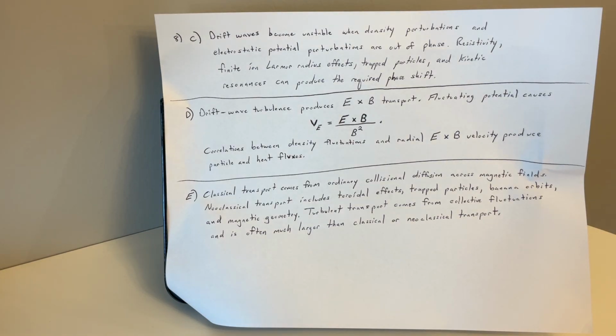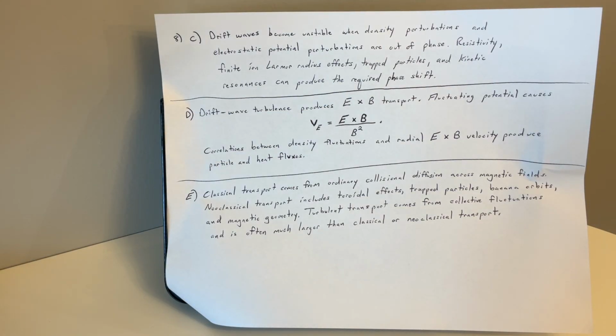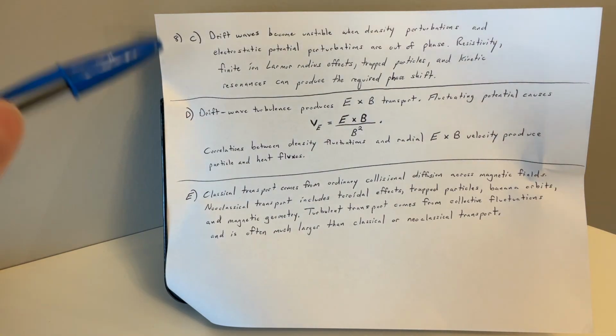Letter D, I'm going to read off this, and these are canonical, C, D, and E. Discuss anomalous transport caused by drift wave turbulence. Drift wave turbulence produces E cross B transport. Fluctuating potential causes V sub E equals the cross product of the electric field and magnetic field over B squared. Correlations between density fluctuations and radial E cross B velocity produce particle and heat fluxes. So that's part D.